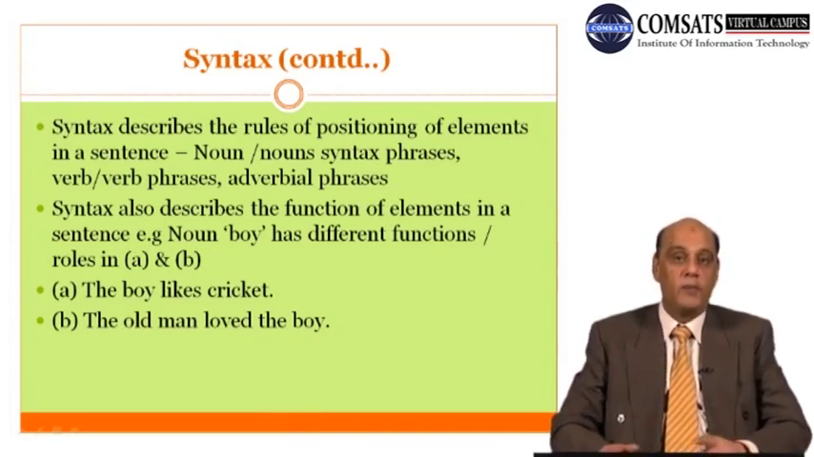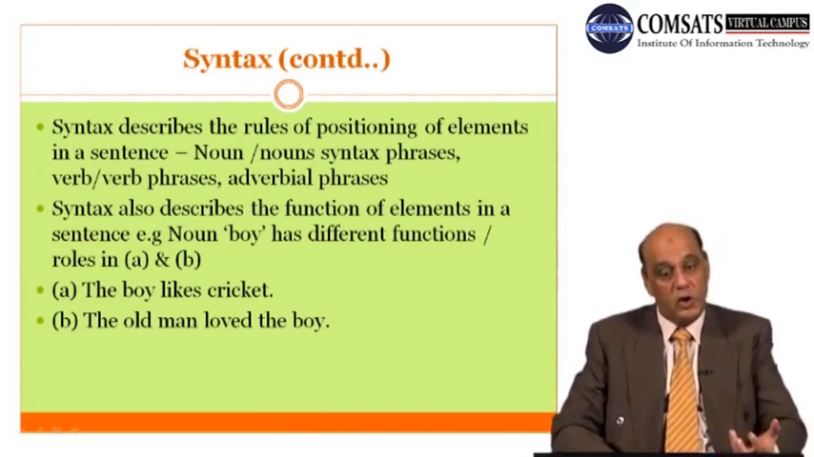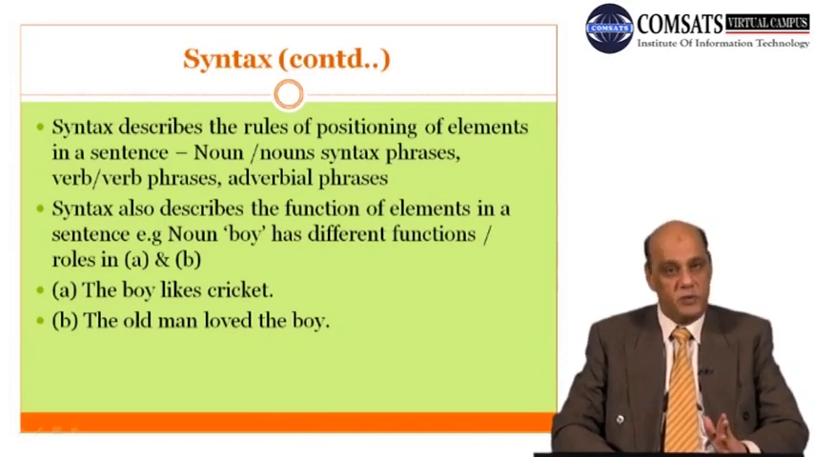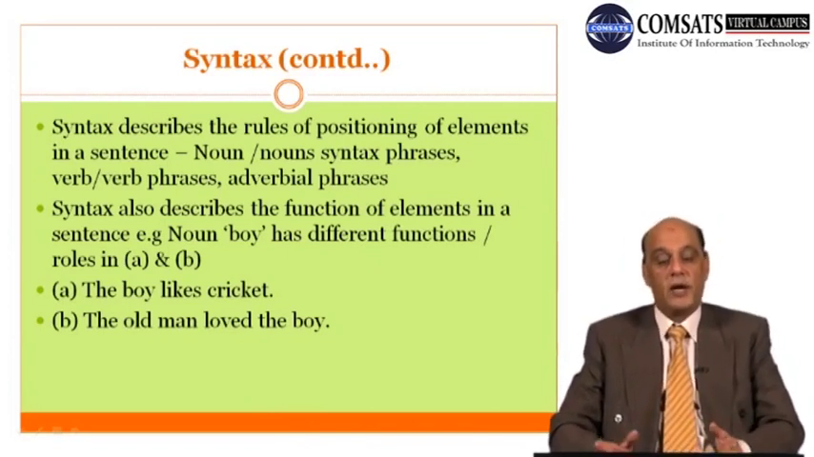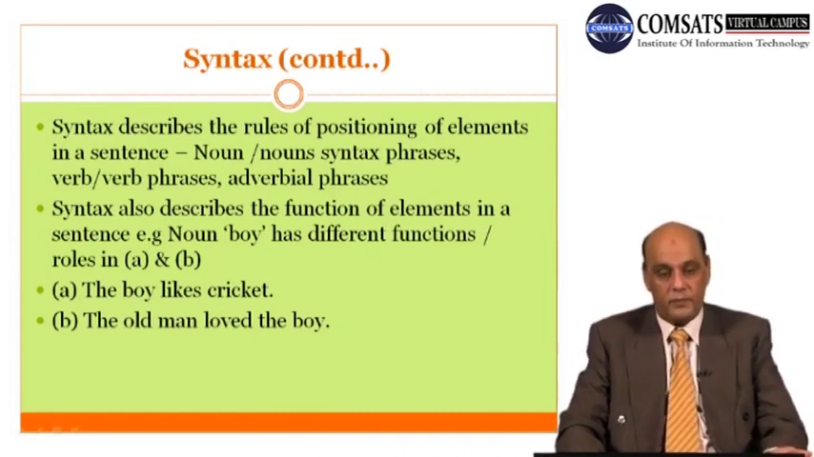And look at the role this word is playing. In A it's playing the role of a subject, the action doer. The boy likes cricket. The action doer is a boy. Whereas in B the action doer is old man, and the focus has been shifted from subject to object, and now the action doer is old man, whereas the boy is the agent on which the action is done. So the change of place can sometimes change the roles and sometimes change the function.